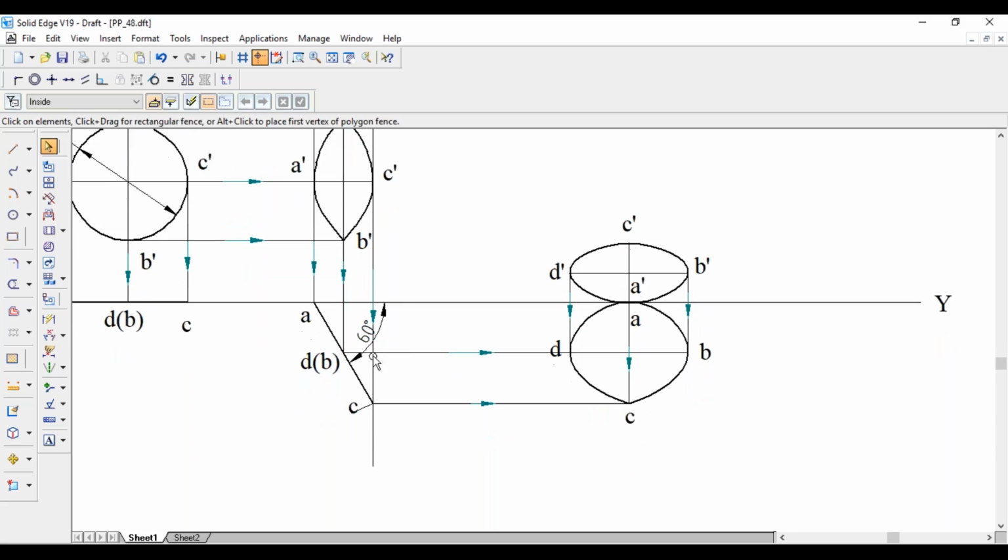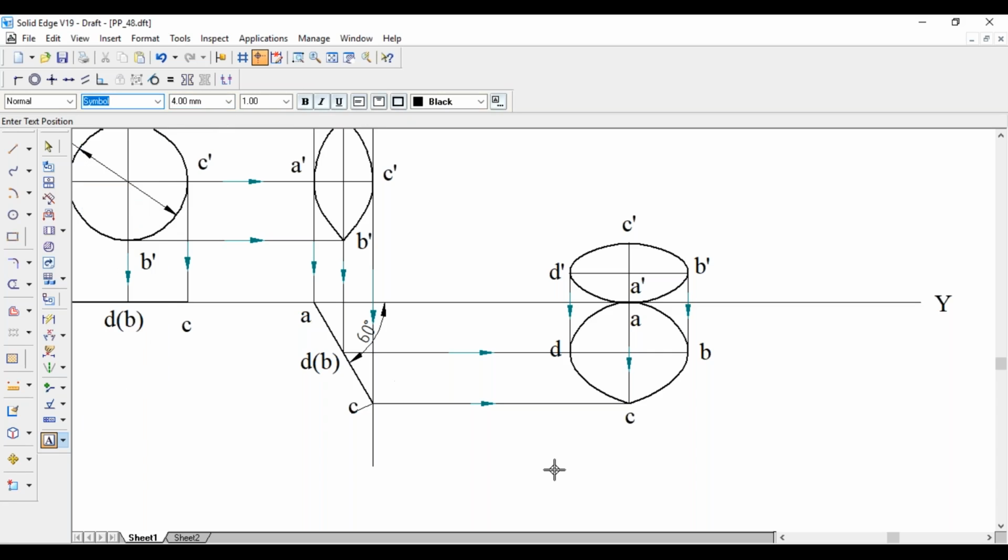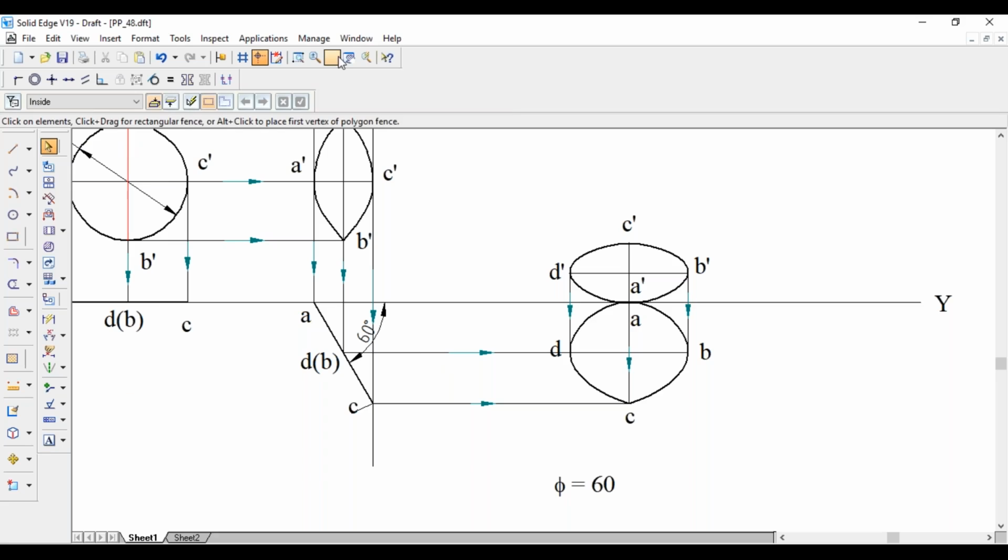We have to write this answer also, that is phi is equal to 60 degrees. Phi equals 60 degrees. So this completes the problem.